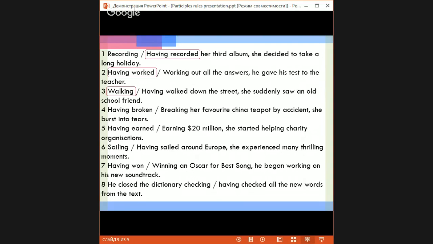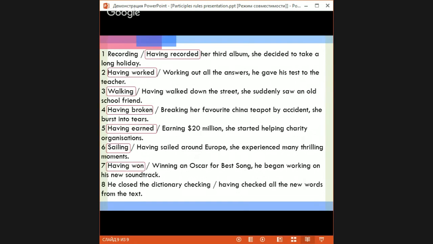Walking down the street, she suddenly saw an old school friend. It was simultaneously, present participle. Having broken her favorite china teapot by accident, she burst into tears. Having earned $20 million, she started helping charity organizations. Very nice of her. Sailing around Europe, she experienced many thrilling things, again simultaneously, at the same time.